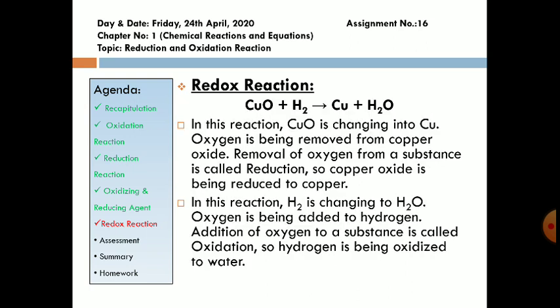So, in this reaction, copper oxide is changing into copper. Oxygen is being removed from copper oxide. Removal of oxygen from a substance is called reduction. So, copper oxide is reduced into copper. In this reaction, hydrogen is changing into water. Oxygen is being added to hydrogen. Addition of oxygen to a substance is called oxidation. So, hydrogen is being oxidized.